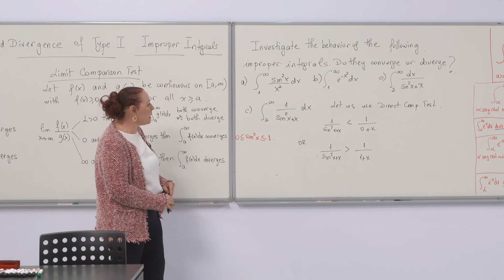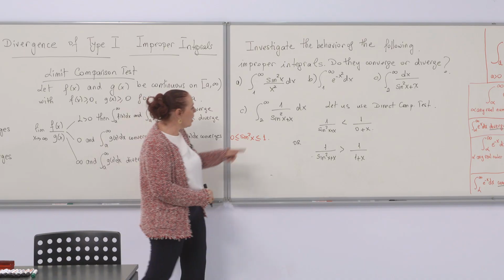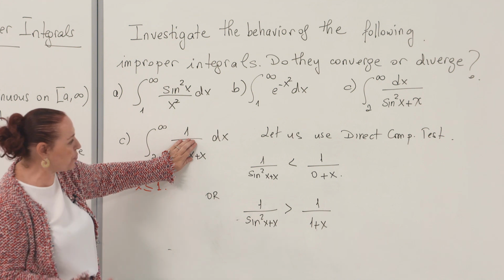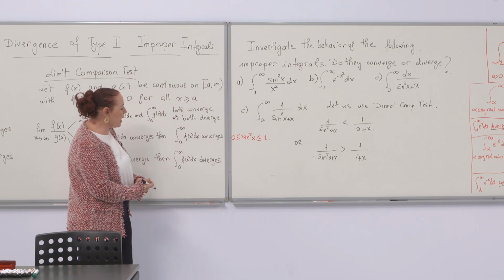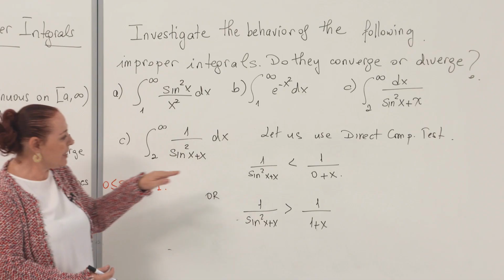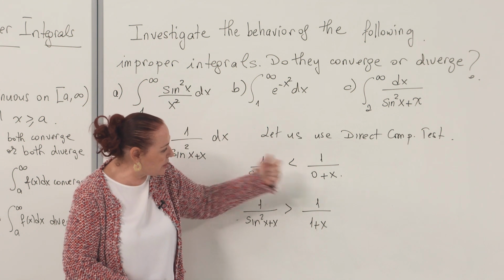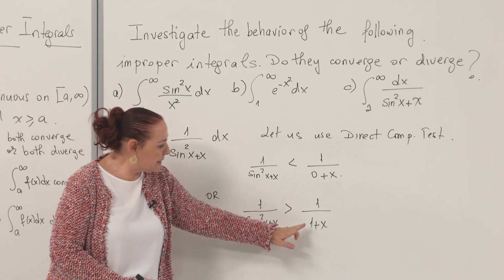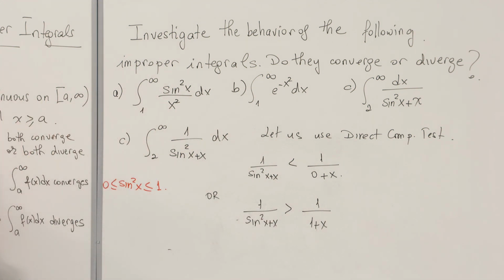Let us consider the last example where we're going to use the direct comparison test. I have 1 over sine squared x plus x. I know that if I get rid of the sine squared, I'm going to end up with a p integral. There are two ways of getting rid of sine squared: either you can write its maximum value or its minimum value. If you write its minimum value, then the denominator decreases, the quotient increases. If you write the maximum value, the denominator increases, so the quotient becomes smaller.